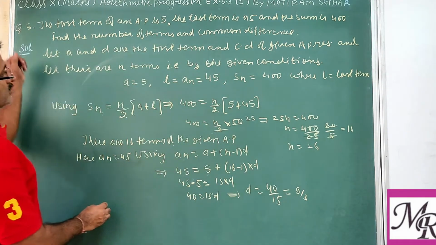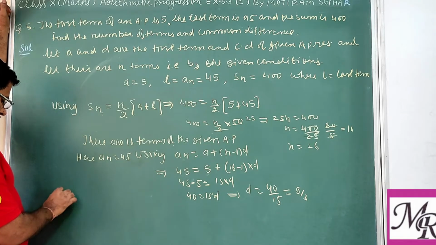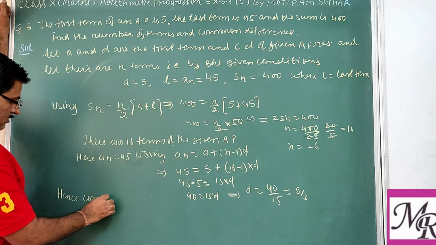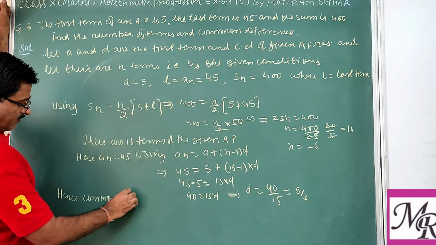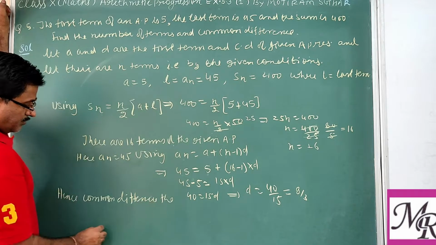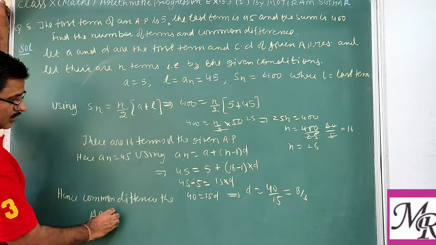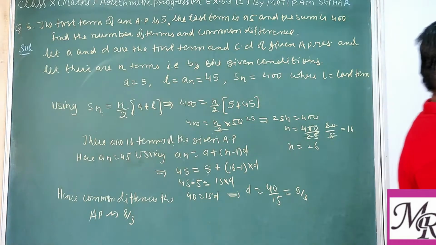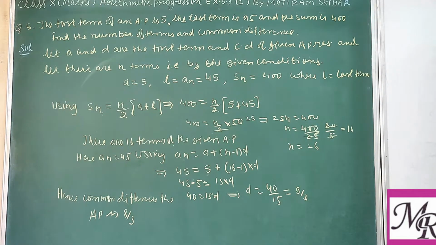So the common difference of the AP is 8 by 3. In this way you can calculate these values.